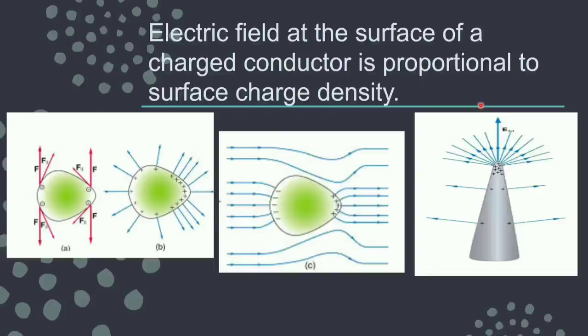So this is all about the application. Again, we can have pointed areas, and there we can have a stronger field. We can collect the field, we can distribute the field, depending upon what way we want to deal with things. But you have to keep in mind that in conductors, electrons can move, they are free to move.